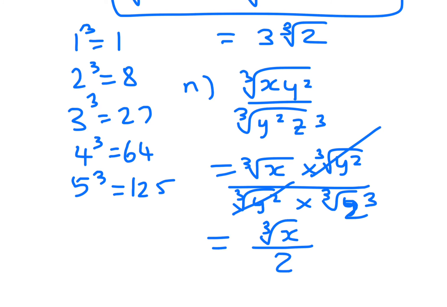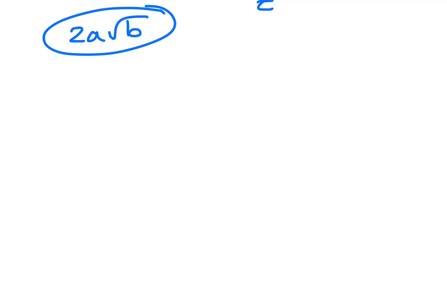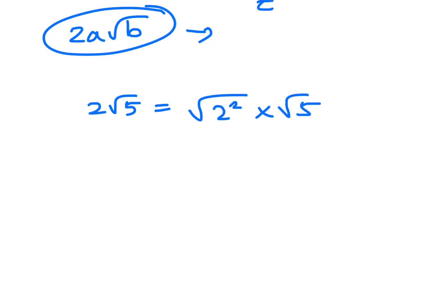So those cubes just cancel and you just get z. Okay, so for this next one, we're just putting them back underneath the square root, like that one. Let's look at something a little bit simpler first. To put that underneath the square root, you square the 2 times root 5. So it's root 4 times root 5, which is root 20.